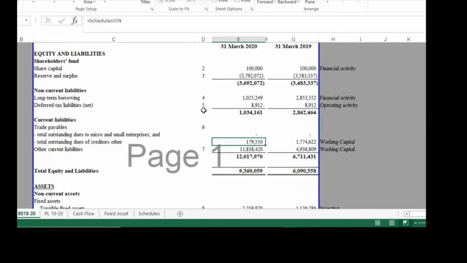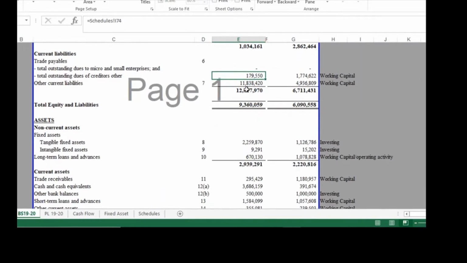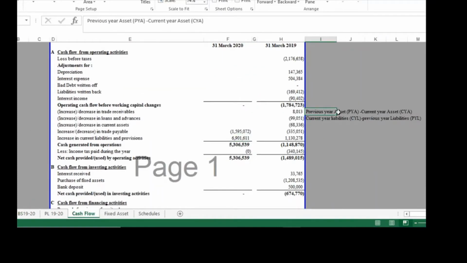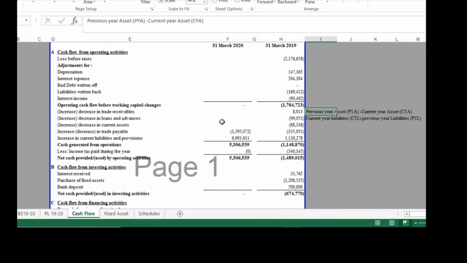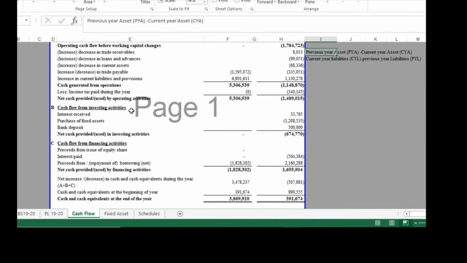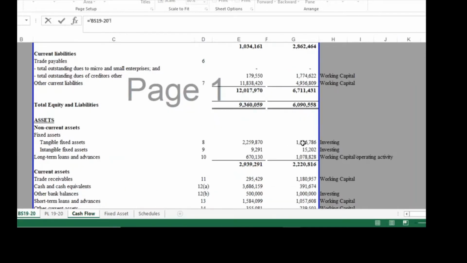Now we have completed our liability part. Let's move to the asset part. Now in asset part, we use this formula, previous year asset minus current year asset. So first item is fixed asset. Fixed asset is an investing activity. So we go to the investing activity part of our cash flow statement. So we use the formula previous year asset minus current year asset. Right? Previous year minus current year.